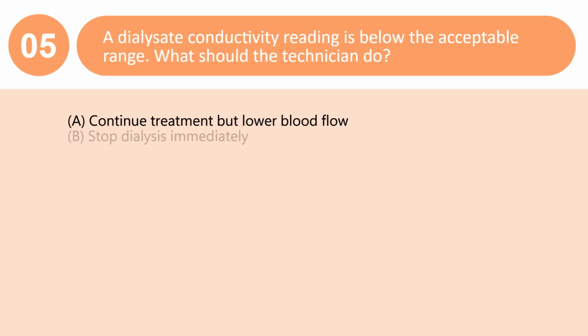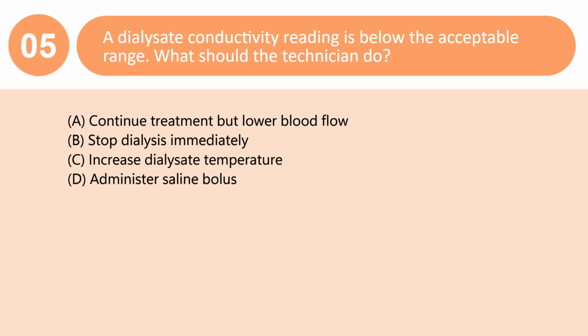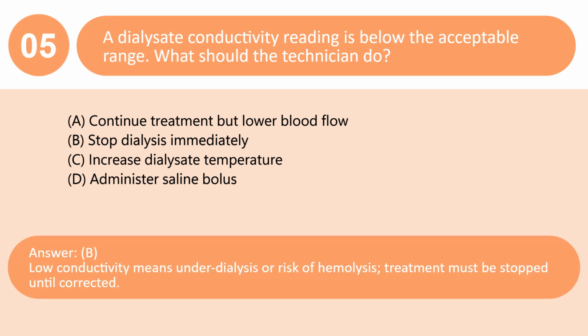A dialysate conductivity reading is below the acceptable range. What should the technician do? A. Continue treatment but lower blood flow. B. Stop dialysis immediately. C. Increase dialysate temperature. D. Administer saline bolus. Answer B. Low conductivity means underdialysis or risk of hemolysis. Treatment must be stopped until corrected.